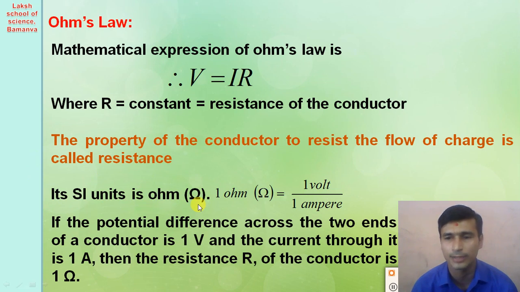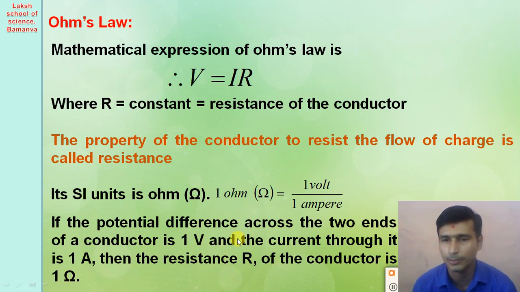By the name of the scientist Simon Ohm, the SI unit of resistance is the ohm. So what is 1 ohm resistance? 1 ohm resistance is equal to 1 volt divided by 1 ampere. If the potential difference across the two ends of the conductor is 1 volt and the current passing through the conductor is 1 ampere, then the resistance of the conductor is said to be 1 ohm.